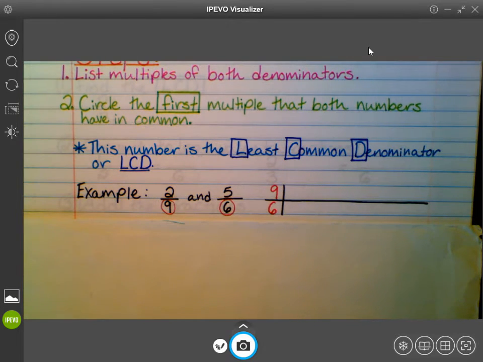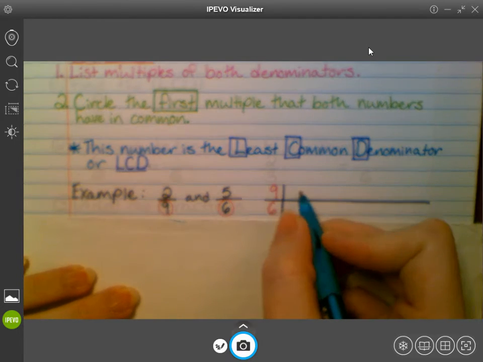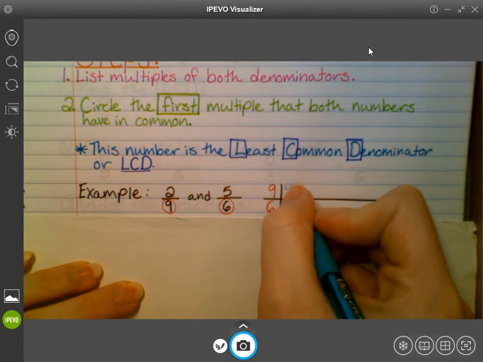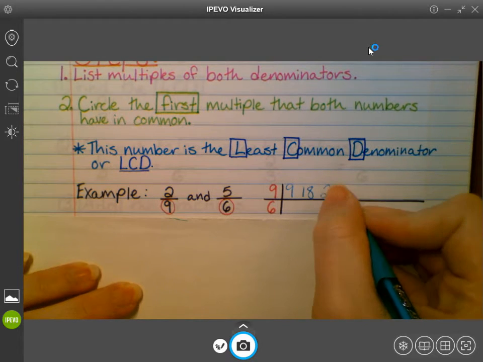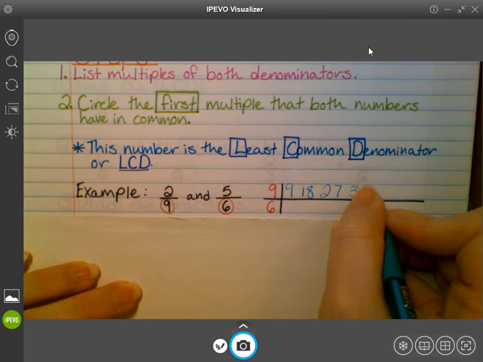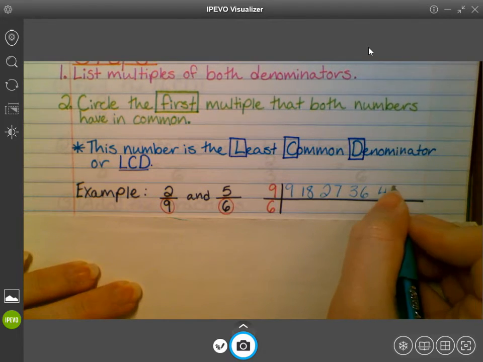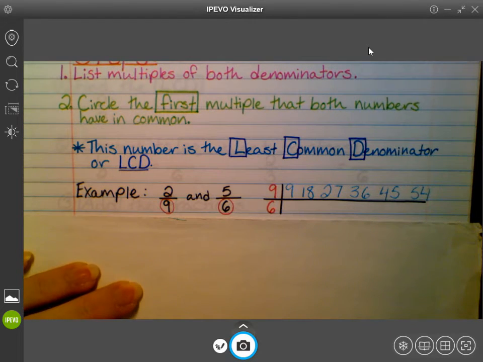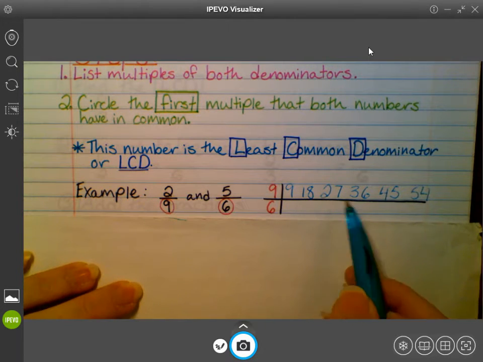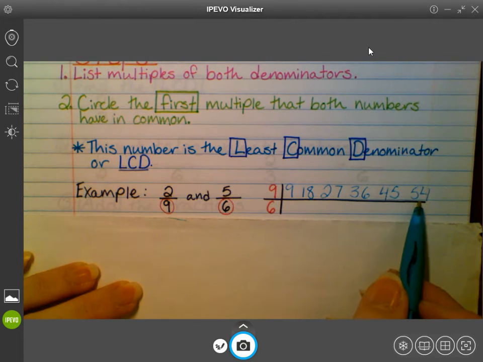Are we ready to look at this together? I didn't hear any no's, so I'm going to assume it's yes. I'll do it in blue, listing multiples of 9. So I have 9, 18, what's the next one? 27, 36, 45, and 54. I'm going to stop at 54. So I have 9, 18, 27, 36, 45, and 54.